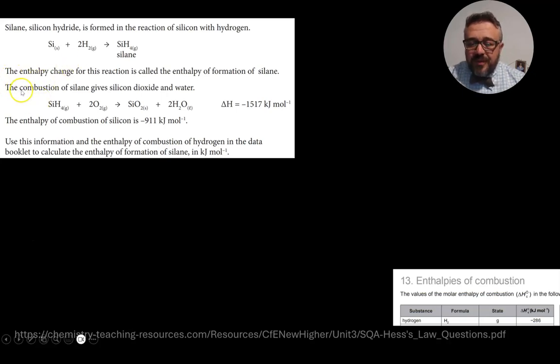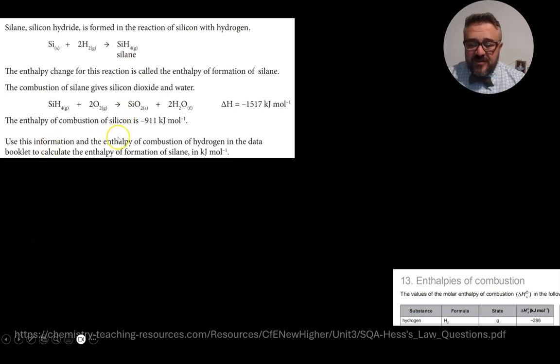So the combustion of silane gives silicon dioxide and water. So here we have silane plus oxygen gives us silicon dioxide plus water. These are two we can work with, and they give us an equation for that. So the enthalpy of combustion of silicon is minus 911 kilojoules per mole, but you don't see an equation there, do you? But you probably know what the product of that reaction is going to be, right? The combustion of silicon is going to give you silicon dioxide.